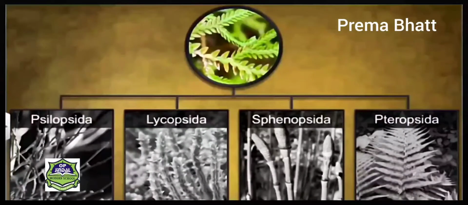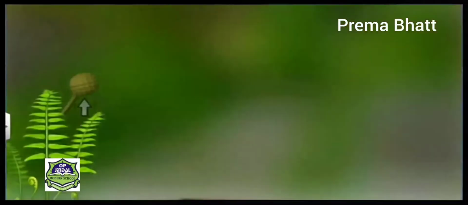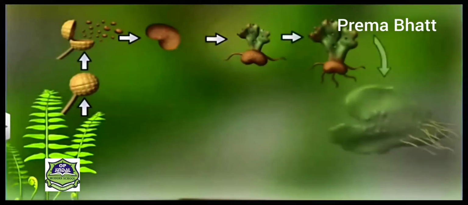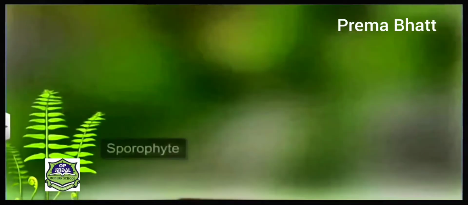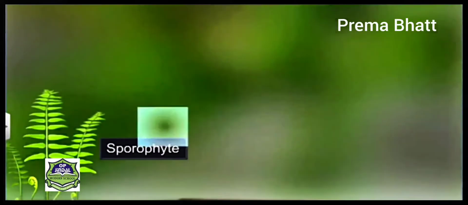They are grouped under 4 classes, which are Psilopsida, Lycopsida, Sphenopsida and Pteridopsida. Now these pteridophytes show a different life cycle which is called haplodiplontic.